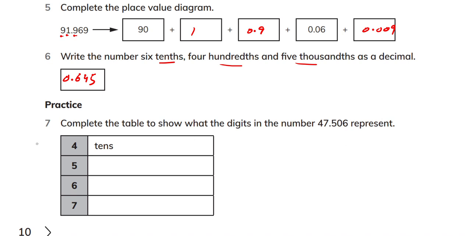In the same way, in this number, complete the table to show what digits are in the number. For example, there are 4 tenths. What about 5? I will say 5 tenths because 5 is in the tenths place. 6, 6,000, one, and 7 ones. Ones or units. Ones are units. Both can be used. Okay.